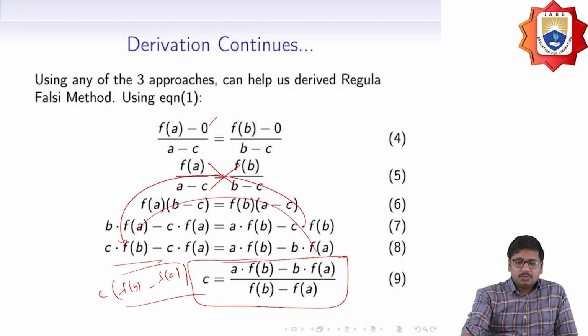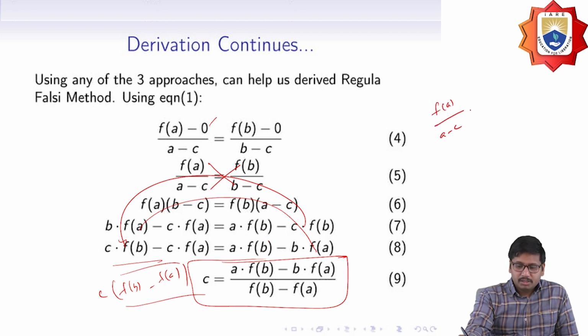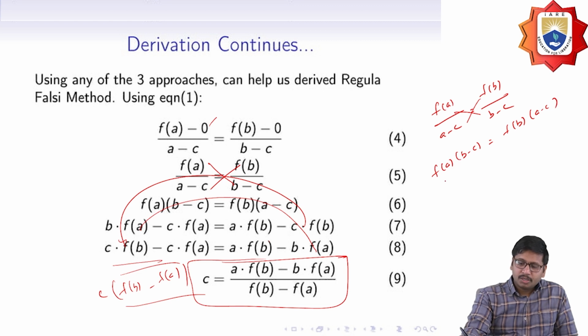So what I'm writing here is f(a) by (a minus c) is equal to f(b) by (b minus c). I'm going to cross multiply this, so f(a) into (b minus c) is equal to f(b) into (a minus c). Multiplying this, b into f(a) minus c into f(a) should be equal to a into f(b) minus c into f(b).